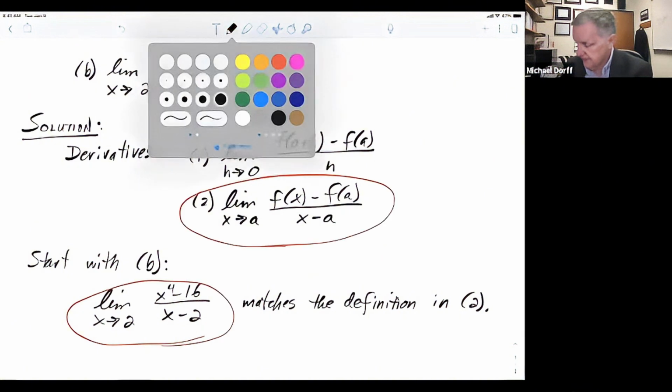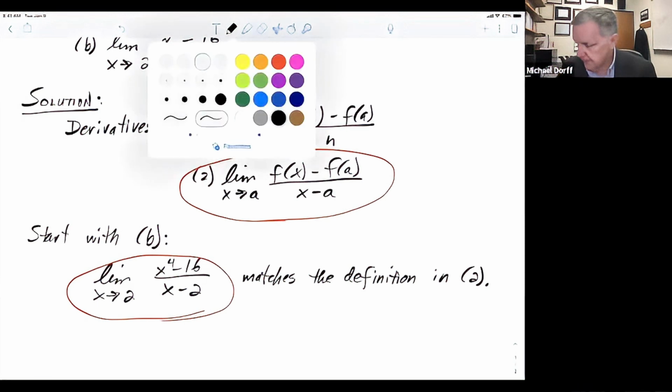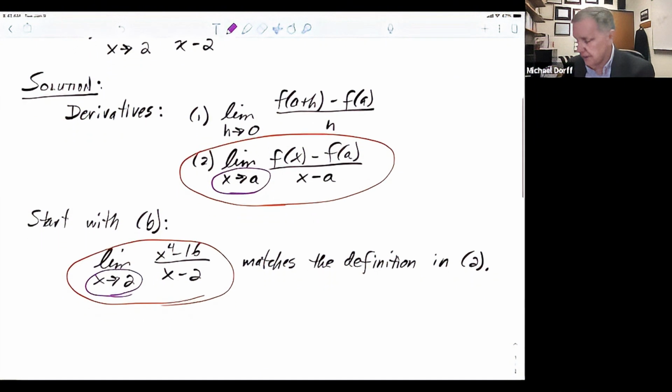Now, how do I see that? Well, the first thing is I could look at what's under the limit sign. Here we have the limit as x goes to 2, and in the definition we have x goes to a, and we have x equals 2. In the definition for number 1, it's h going to 0. Well, there's no a in this letter B here. It's x going to 2. So that's a really clear sign.